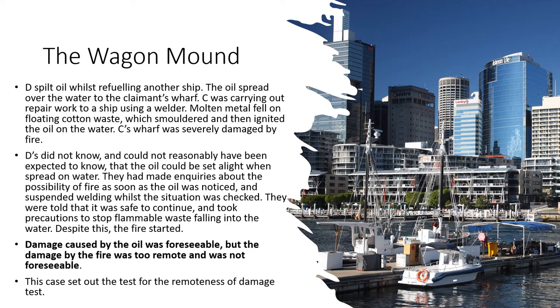Now the molten metal from the welding fell onto the floating cotton waste, which smoldered and then ignited the oil and the water. Now the claimant's wharf was severely damaged by the fire. Now the defendant didn't know and could not reasonably be expected to know that the oil could be set alight when it spread on water.